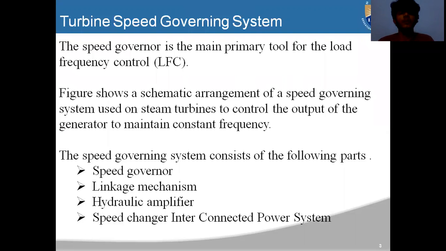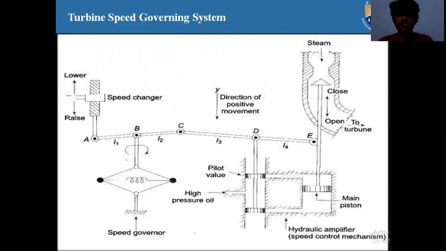So firstly, the turbine speed governing system. The speed governor is the main primary tool for load frequency control, that is LFC. The figure on the slide shows the schematic arrangement of the speed governing system used on steam turbines to control the output of the generator to maintain constant frequency. The speed governing system consists of five parts: a speed governor, linkage mechanism, hydraulic amplifier, speed changer, interconnected with the power system. Here you can see the diagram of a turbine speed governing system.